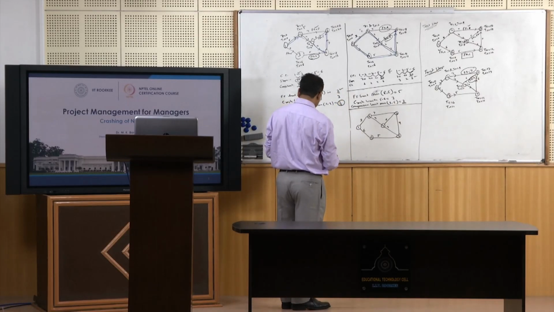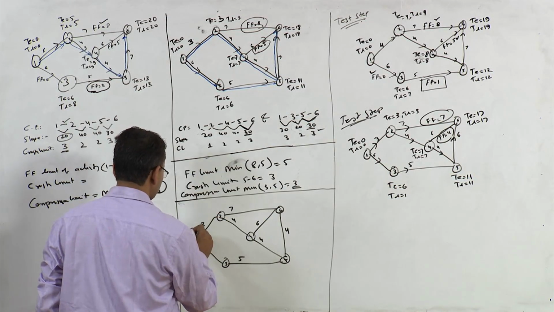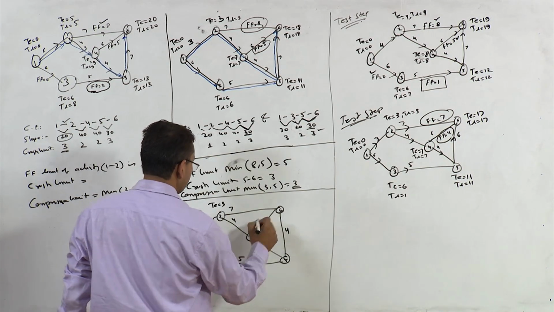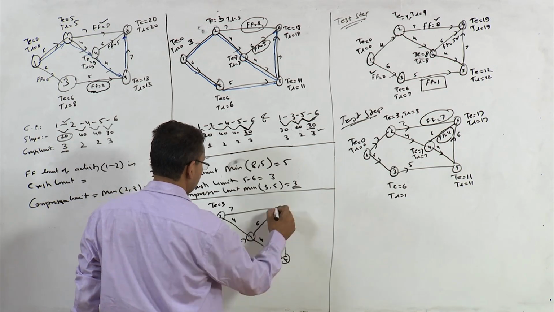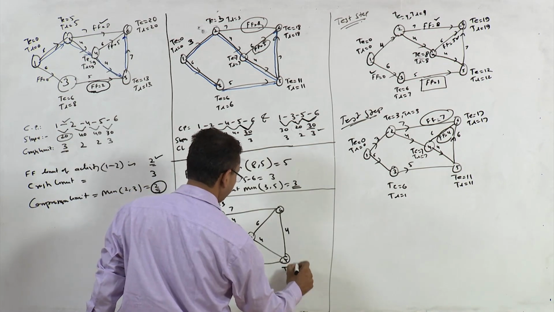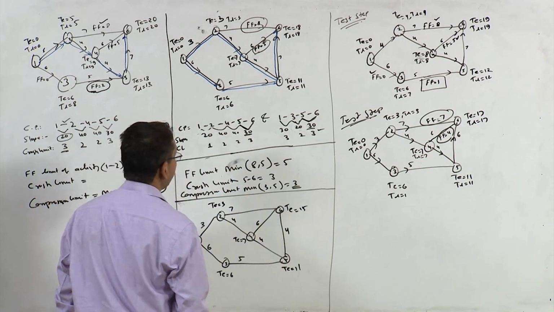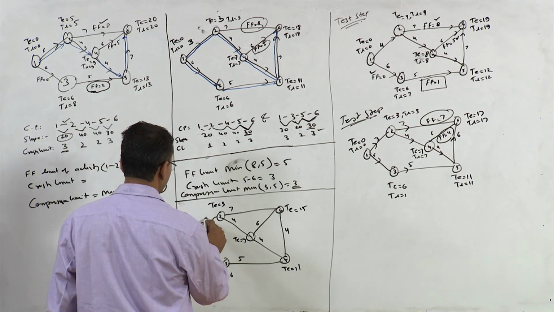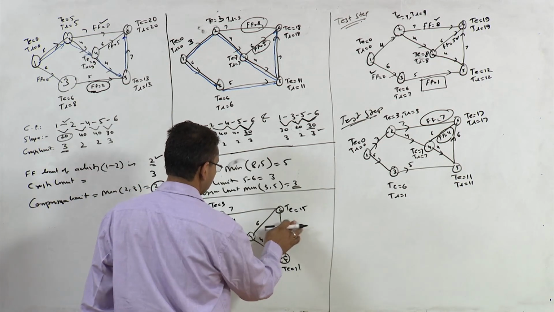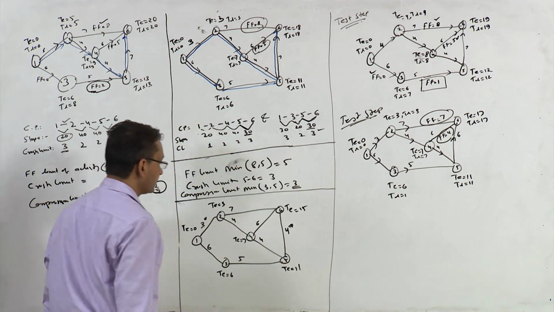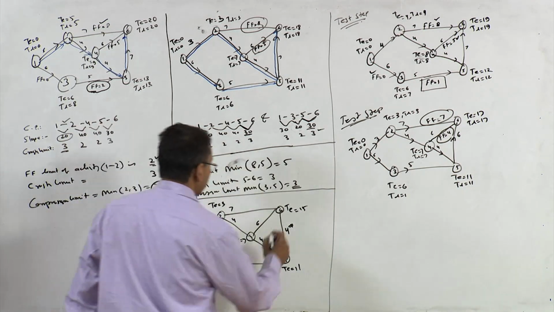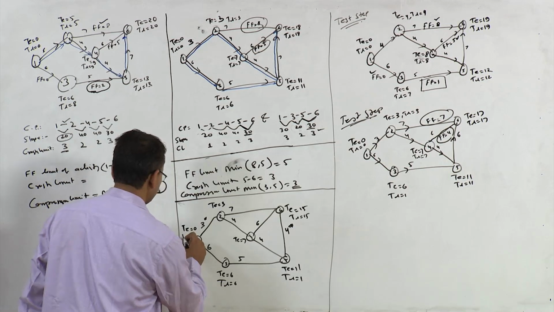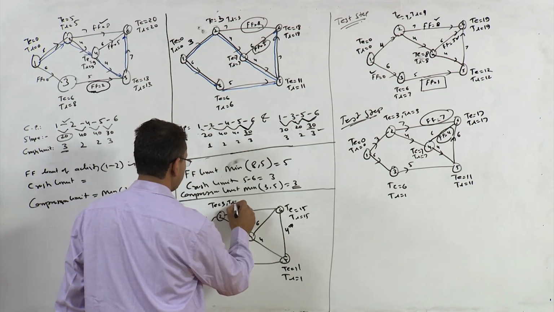Okay, so calculate all these values. T here is 0, T here is 3, T here is 6, T here is 7, T here is 11, T here is 15, right? And you can in fact do one more thing, since you have achieved the crash limit for activity 1, 2 and for this also, so you can put a star over here. So TL 15, TL 11, TL 6, TL 0, and of course TL is 3 here.